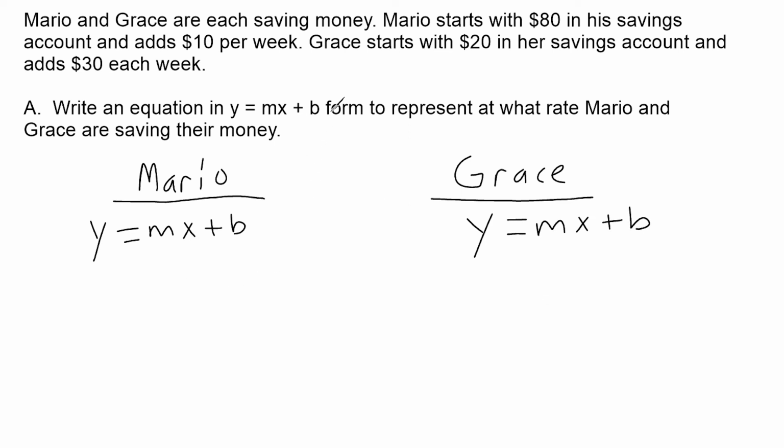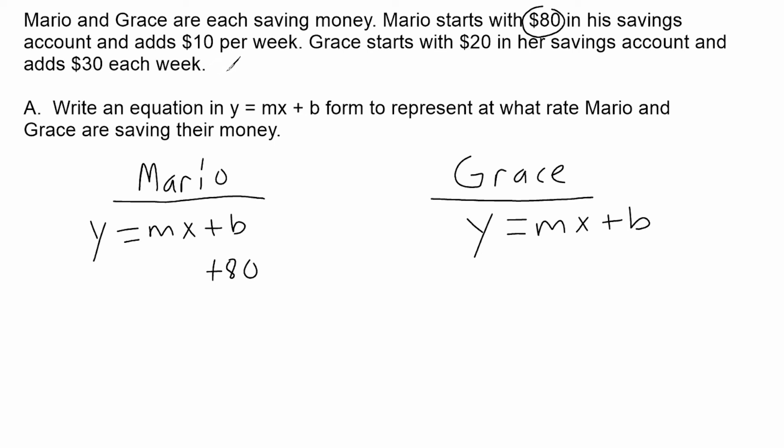All right, so right away in the problem, it says that Mario starts with $80 in his savings account. That means before he even starts adding $10 per week, at 0 weeks, Mario has $80. And so with that language, we can see that 80 must be substituted for our y-intercept, which is represented by b. So I'm going to change this plus b into plus 80.